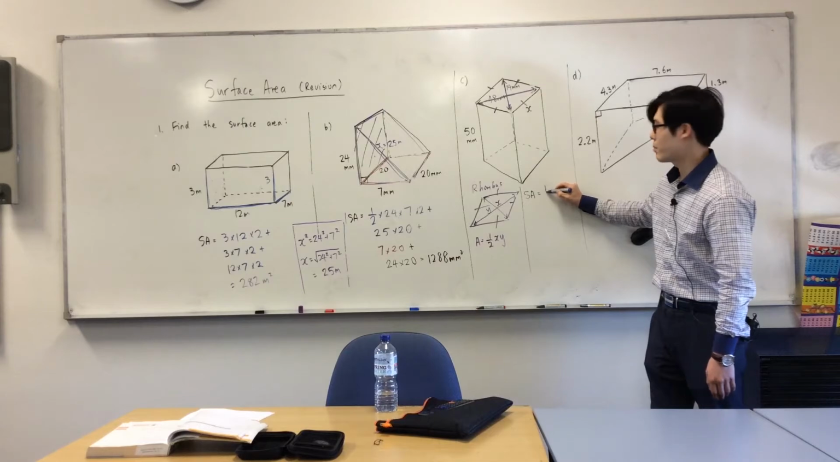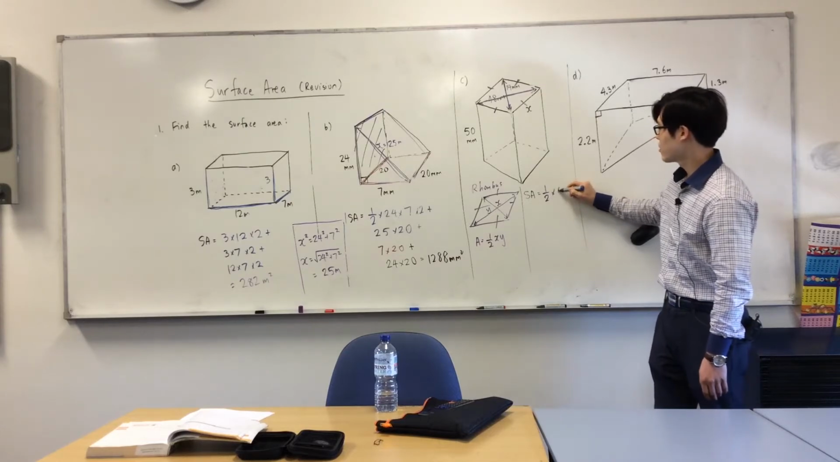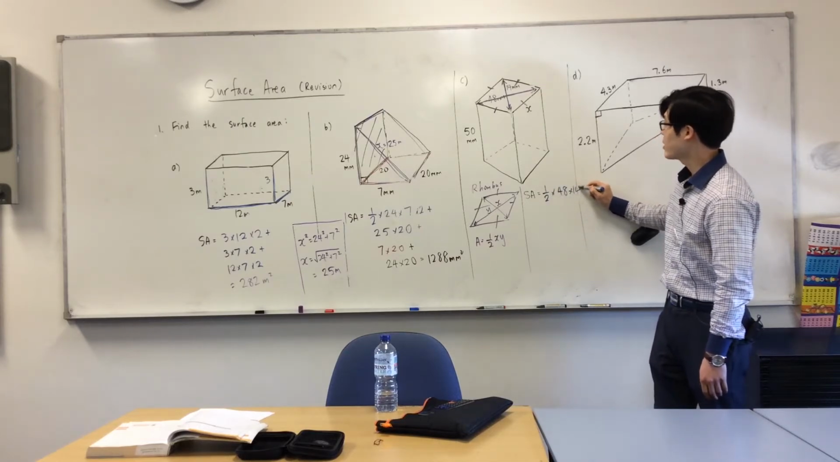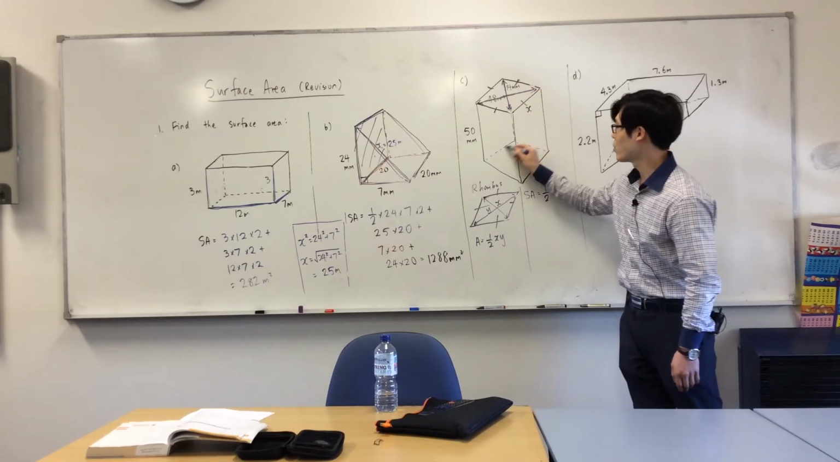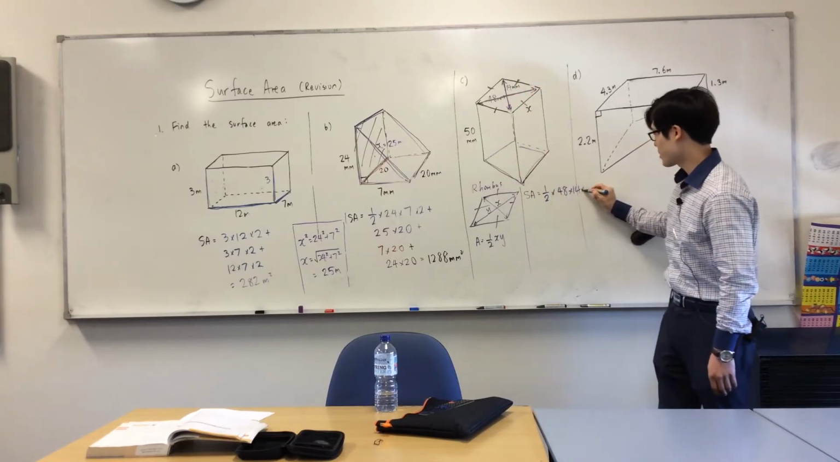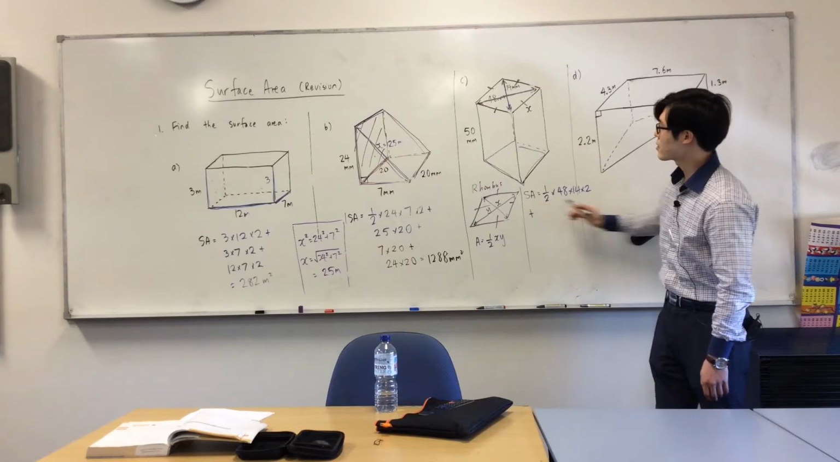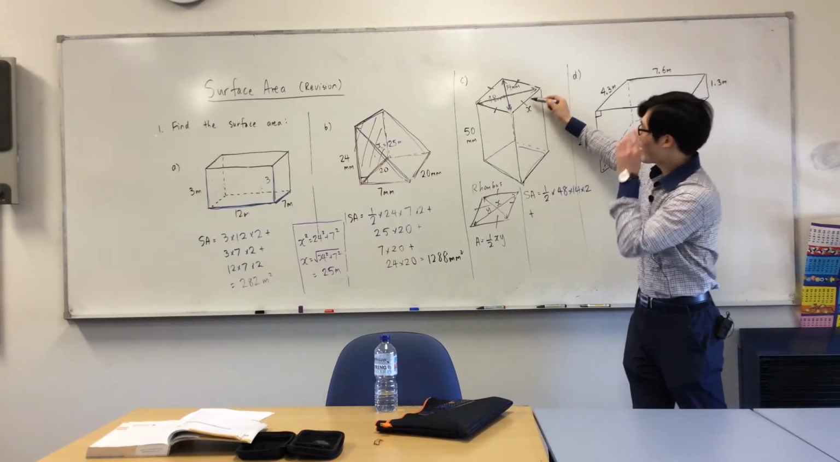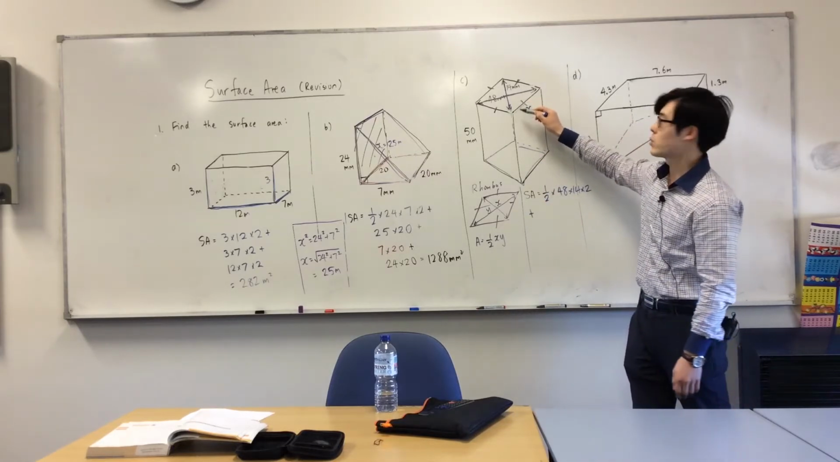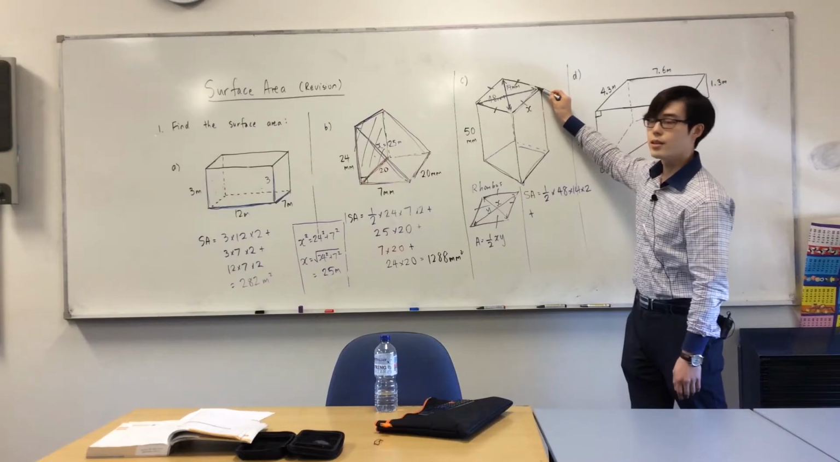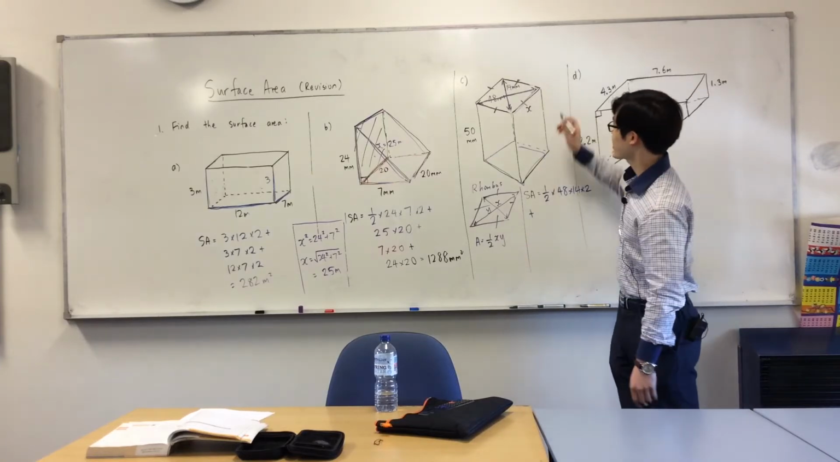Let's find the area of the top. Half times 48 times 14. So that's the top, which is the same for the bottom. So I'm going to times that by 2. Plus, now, we've got to find the area of this rectangle here. But in order to do that, I need to find x. How do you think we could find x here?